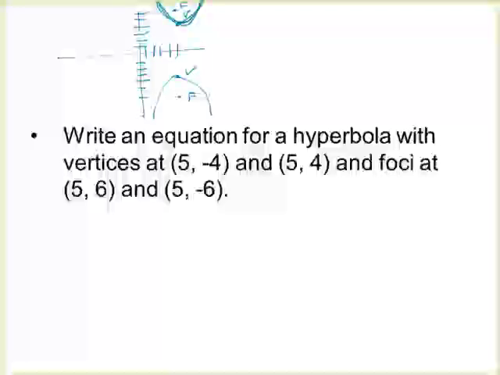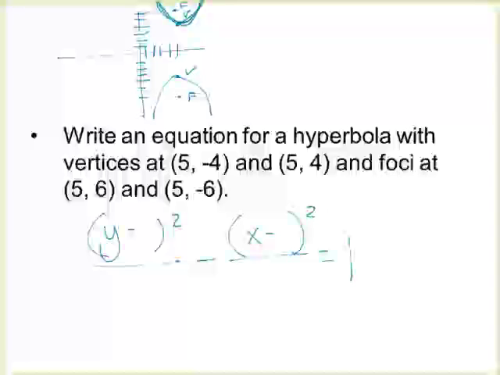So in the chart, the vertical hyperbola means that y comes first. In a hyperbola equation, we subtract the fractions. So since this is up and down facing, that means the y comes first. If it was side to side facing, that would mean the x would come first. It would be horizontal then.